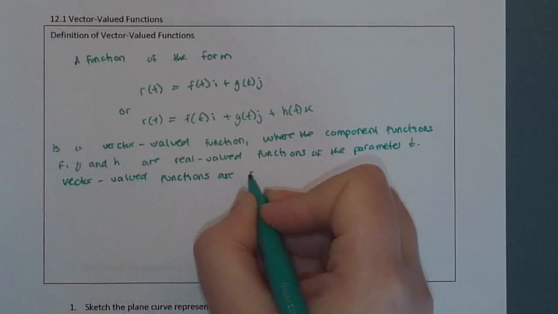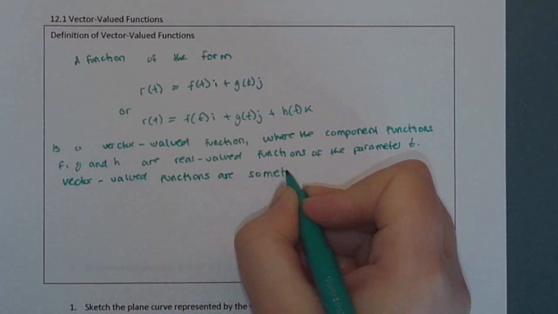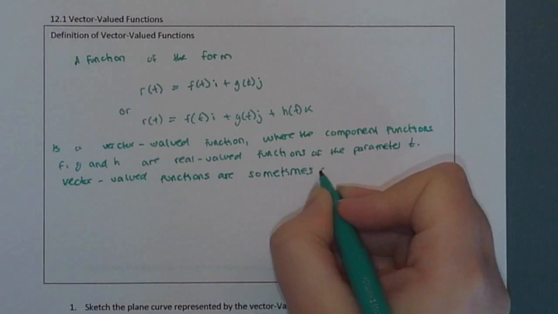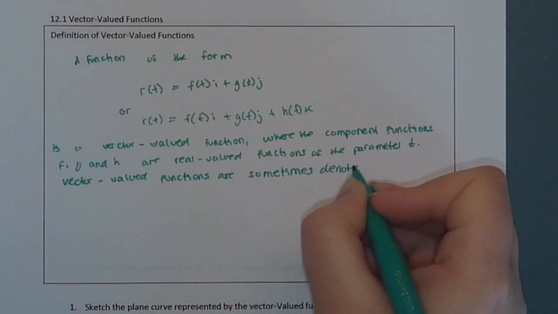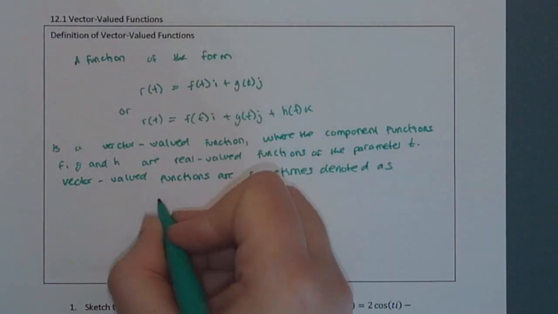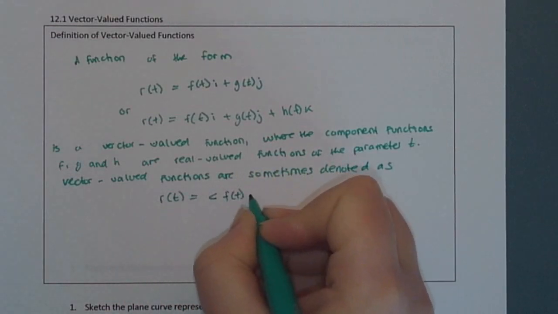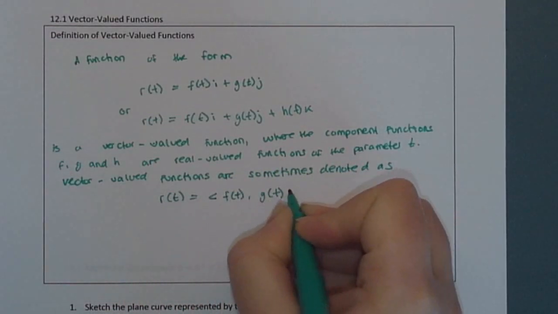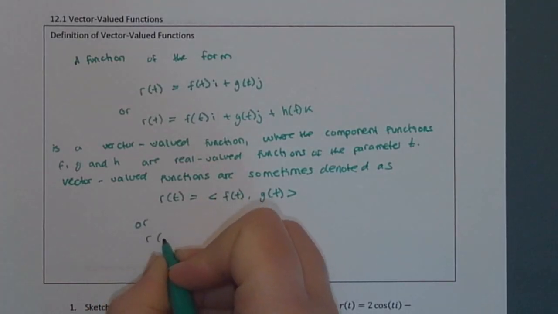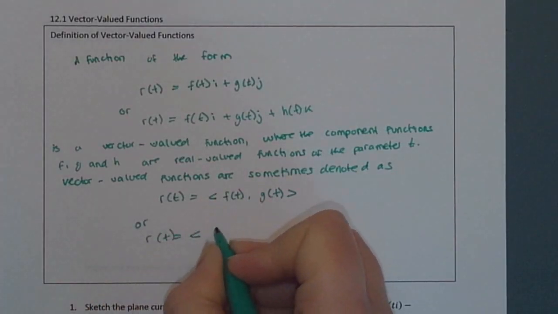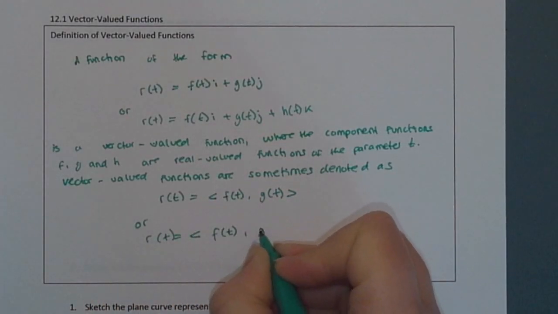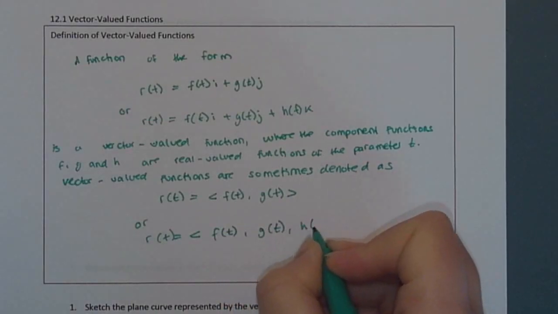Vector valued functions are sometimes denoted as r of t equals f of t comma g of t, or r of t equals f of t comma g of t comma h of t.